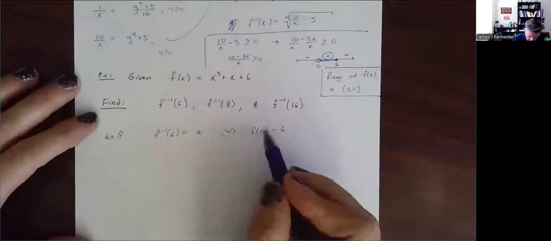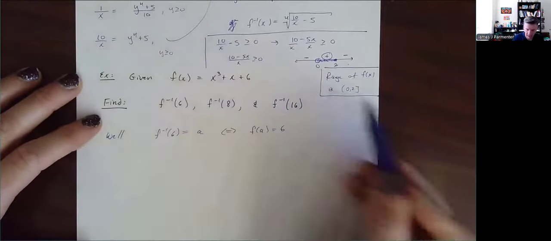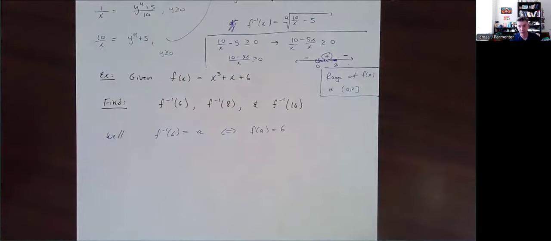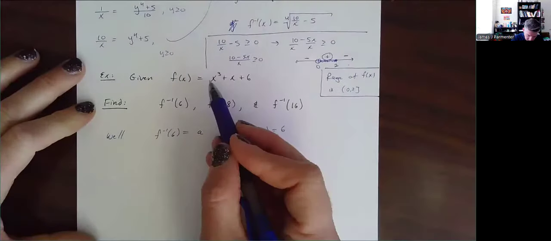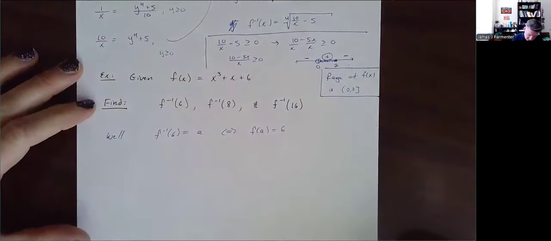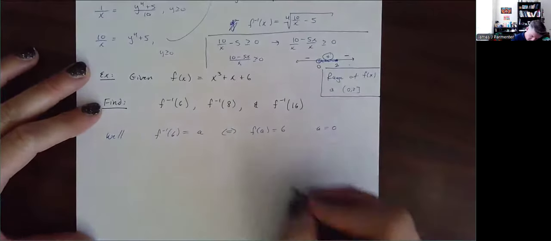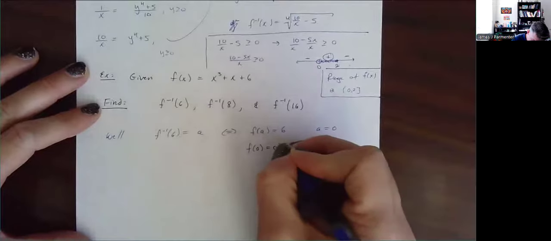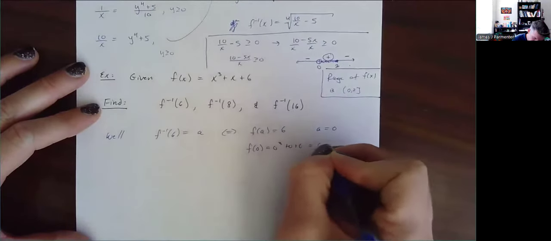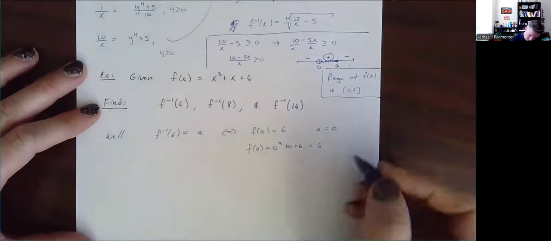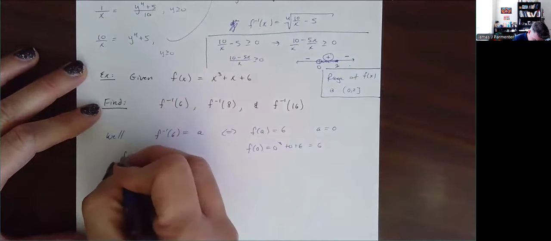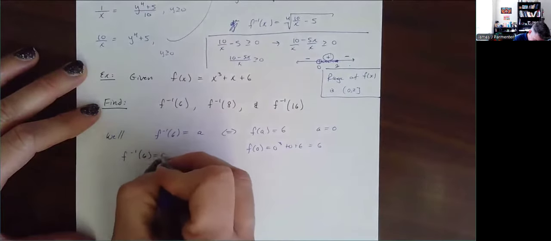So we're looking for a number that we could plug in for x and get an output of 6. Well, I think I see an obvious choice. If a was equal to 0, 0 plus 0 plus 6 would equal 6. So it looks like a has to be 0 because f of 0 equals 0 cubed plus 0 plus 6, which is 6. So if f of 0 equals 6, that means f inverse of 6 has to equal 0.